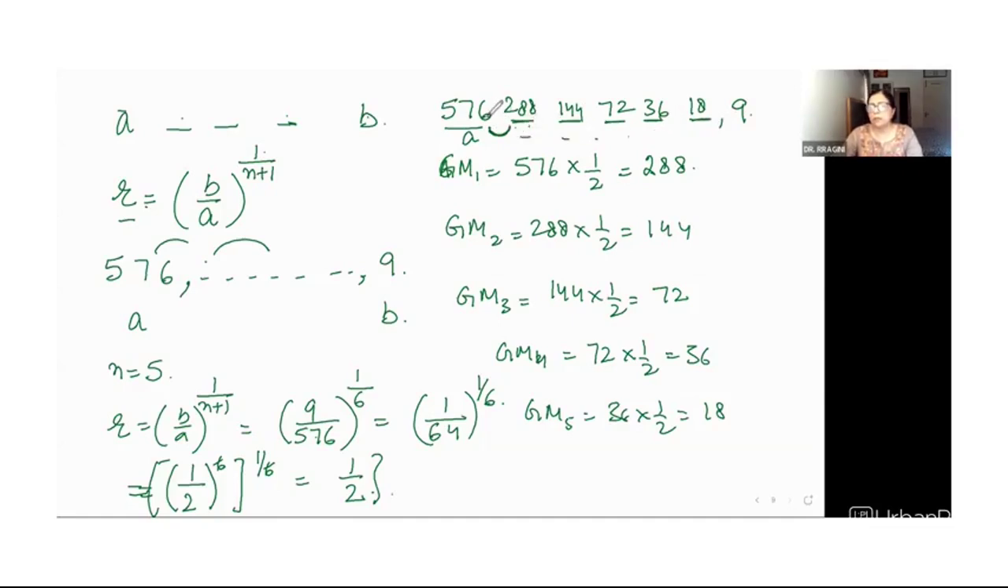You can see that they are at the constant gap in terms of multiplication. Every number is half of the previous one. Half of 576 is 288, half of this is this. And this way we get this as a geometric progression. And the numbers inserted between these two numbers are called geometric means. So this way you have to find the value of r first, and then you can keep multiplying the value of r to the existing term to get the next term. So I hope the concept is clear between AM and GM.